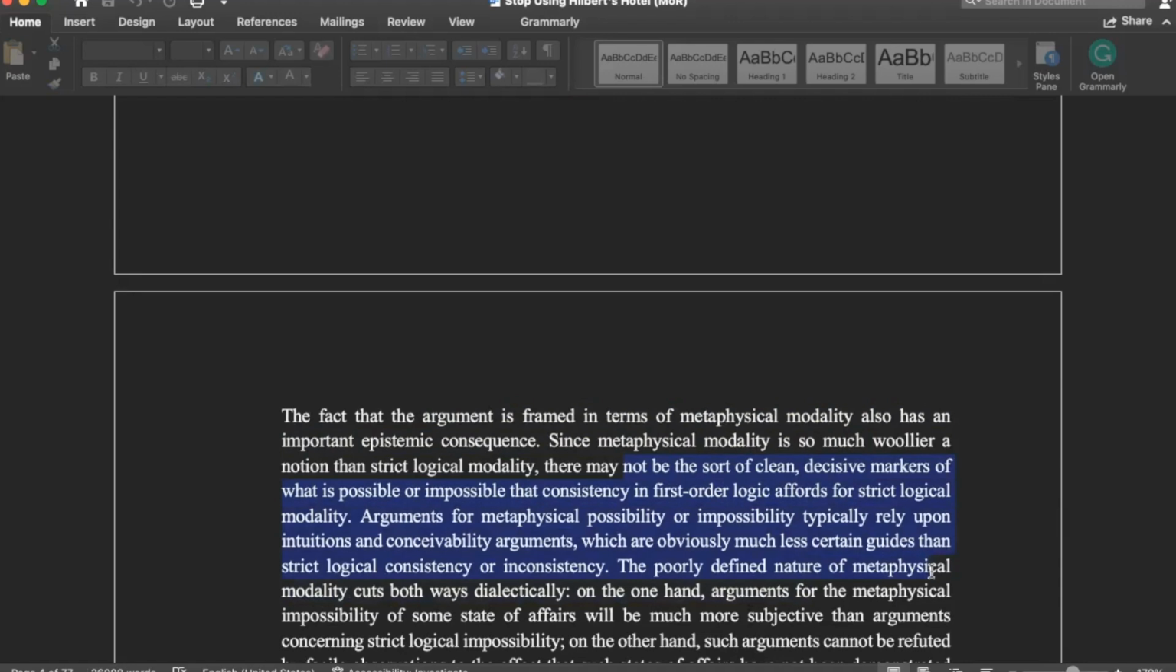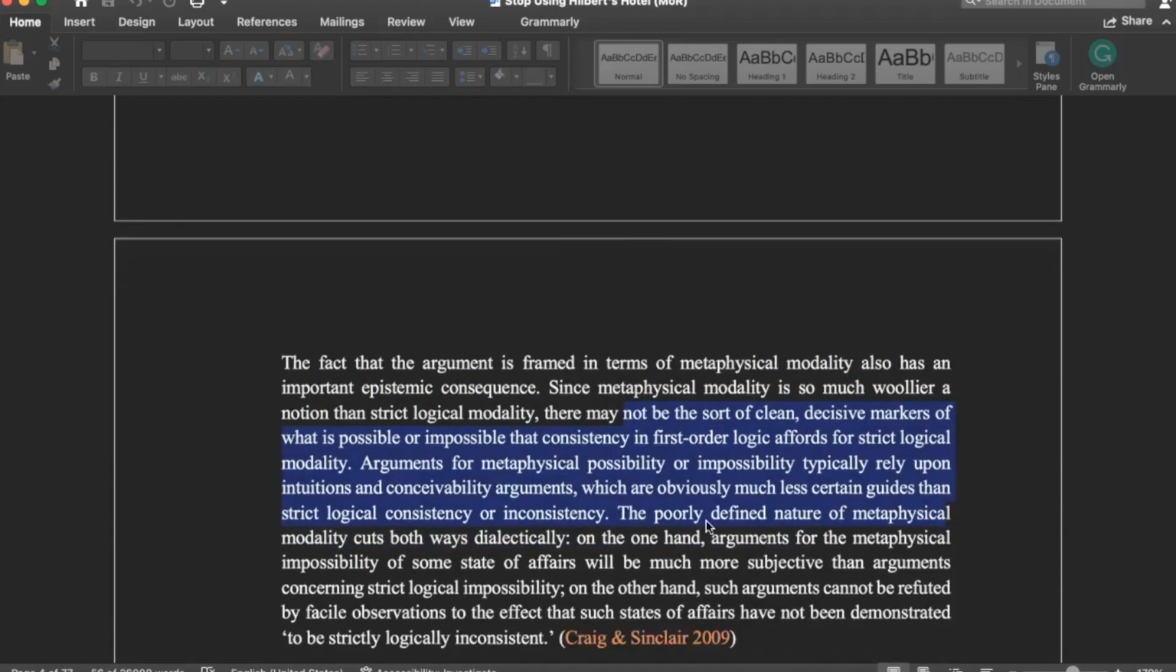The poorly defined nature of metaphysical modality cuts both ways dialectically. On the one hand, arguments for the metaphysical impossibility of some state of affairs will be much more subjective than arguments concerning strict logical impossibility. On the other hand, such arguments cannot be refuted by facile observations to the effect that such states of affairs have not been demonstrated to be strictly logically inconsistent.